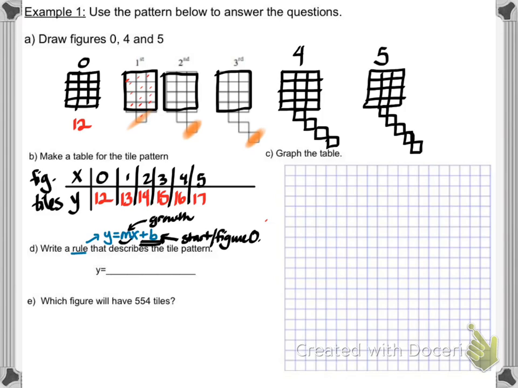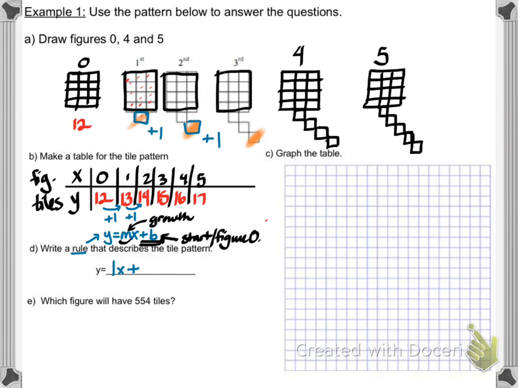So now I look at all the information I have, the pictures and the table, to help me find these two numbers. So I look at the table and I look for how much it's growing by, and I see that it's growing by 1 tile. I can also see that in the picture, that orange tile that kept getting added. So my M value is 1. So 1x plus, now my B.